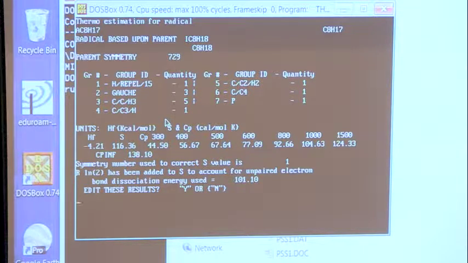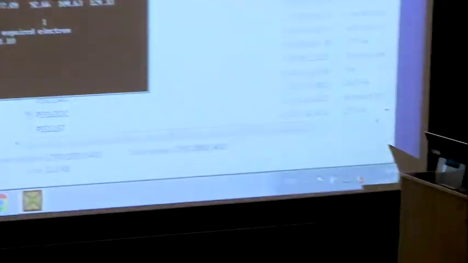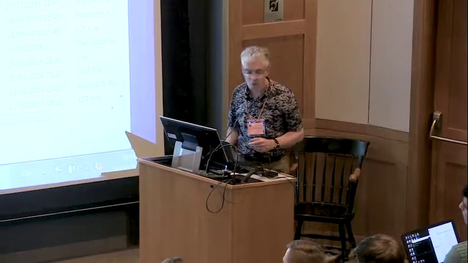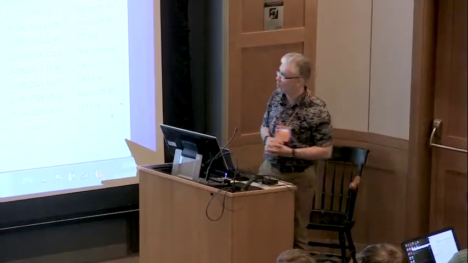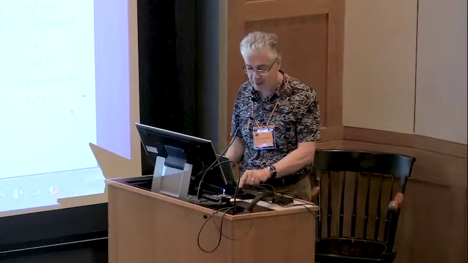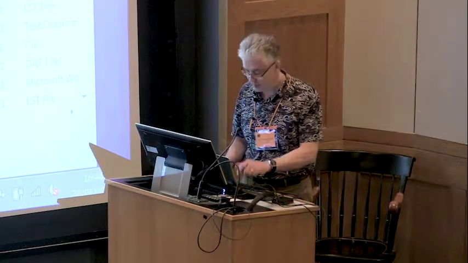Yes. Look at the symmetry. The entropy is 116.36. Okay? That's wrong because the wrong symmetry number is used. So we want to edit those results, so we hit yes. So what are our options? Okay? So 1, change the symmetry number. Okay? Common mistake, obviously. So it's option 1. Okay? So number 1, I want to change the symmetry number. Okay? 1.